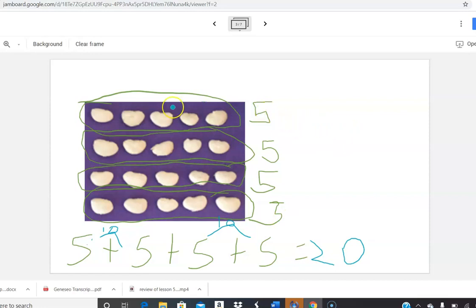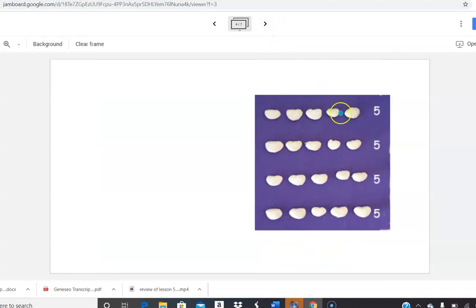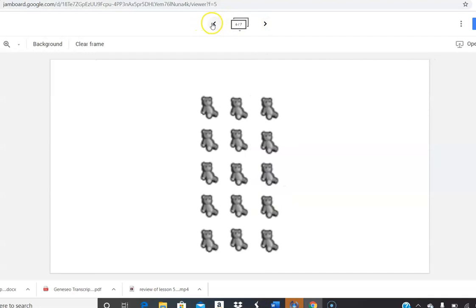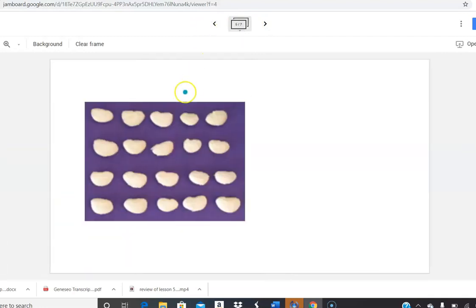So this one, we're showing we've got 1, 2, 3, 4 rows. We have row of 5, row of 5, row of 5, row of 5. Now, what if, instead of looking at the rows, we count how many columns? Remember, columns go up and down. Let's see how many columns are here.